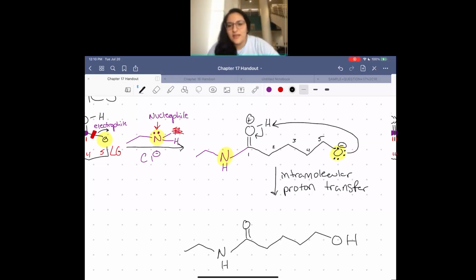Okay, so someone said they thought the intramolecular proton transfer was when it attacked itself. So an intramolecular reaction is when something reacts with itself. And specifically, the intramolecular proton transfer is when one atom on the molecule takes a hydrogen from another atom. So we go from a plus and a minus to neutral.